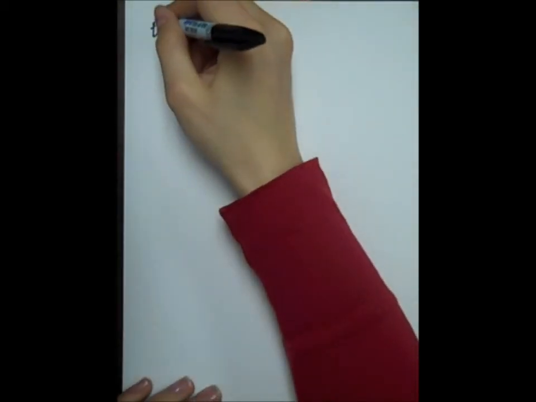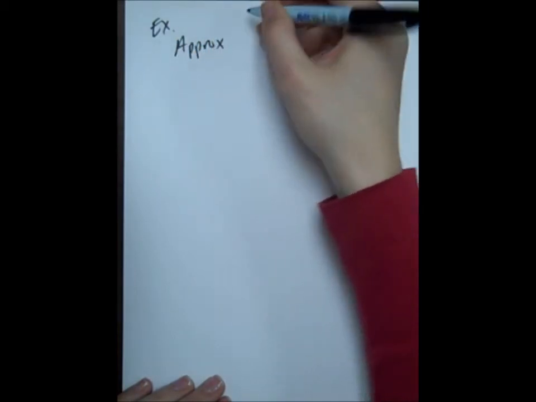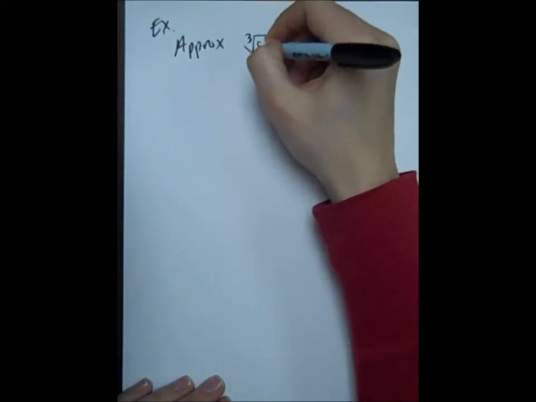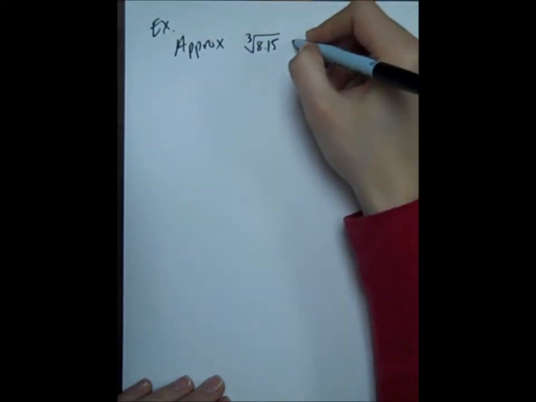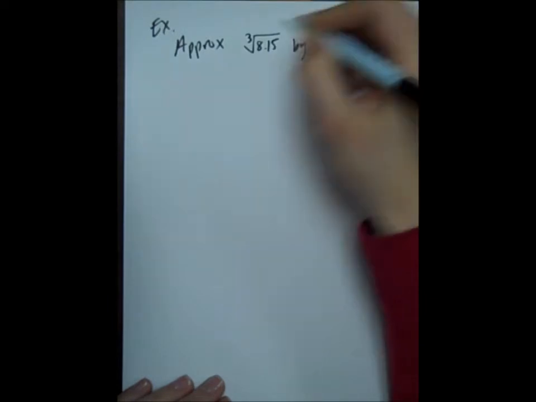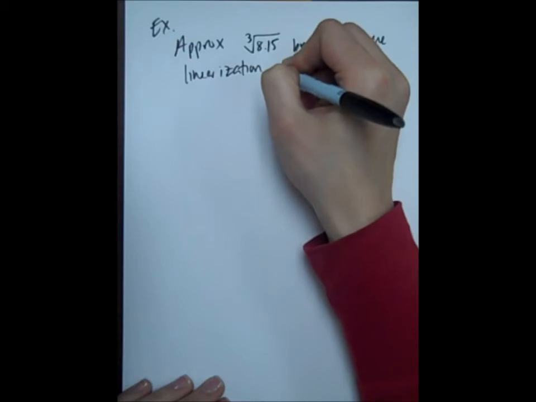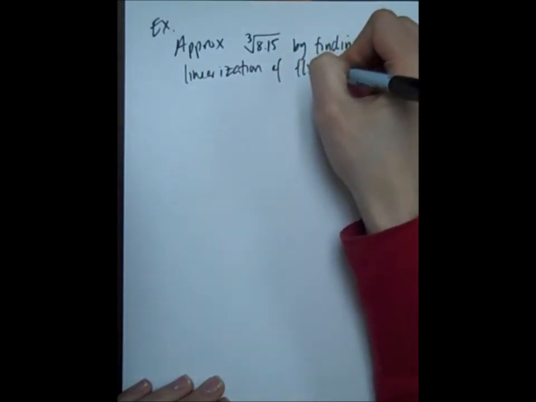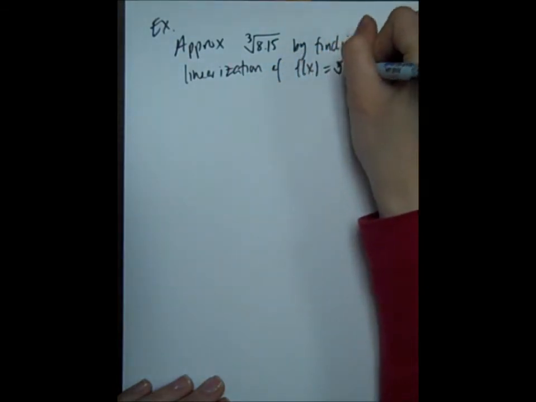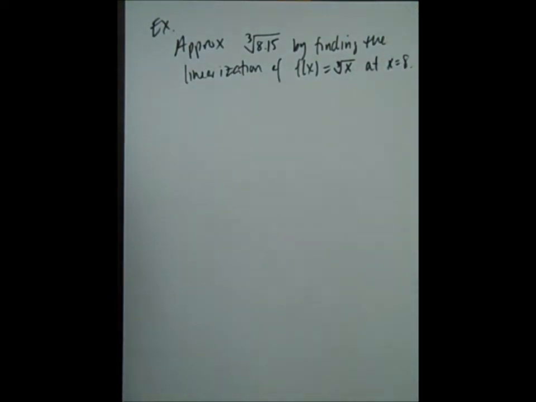Okay. Next one, let's approximate the cube root of 8.15 by finding the linearization of f of x equals the cube root of x at x equals 8. So we're trying to approximate the cube root of 8.15.